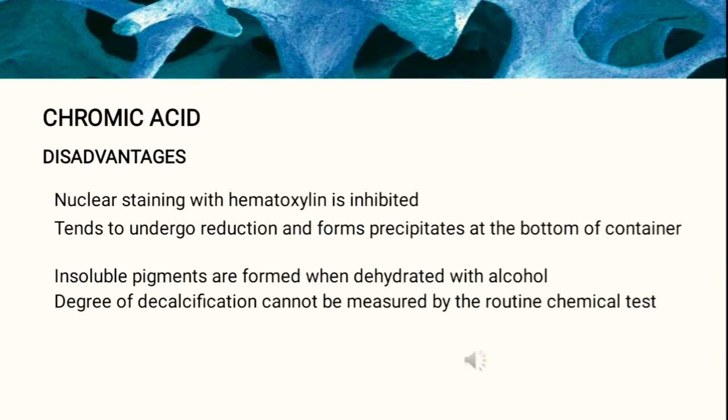Disadvantages of using chromic acid: the nuclear staining with hematoxylin is inhibited, and it tends to undergo reduction and forms precipitates at the bottom of the container. Insoluble pigments are formed when dehydrated with alcohol. The degree of decalcification cannot be measured by the routine chemical test.